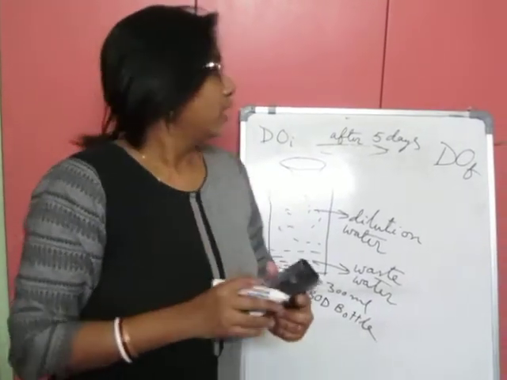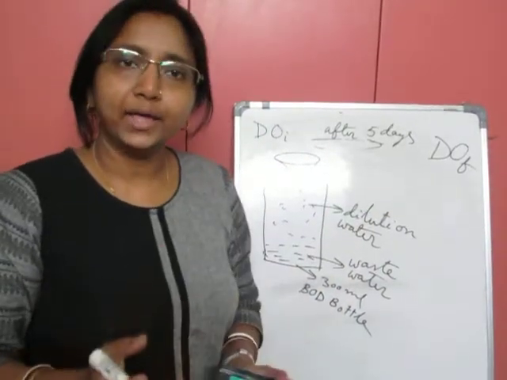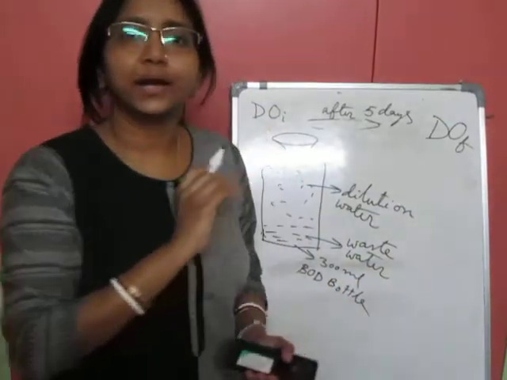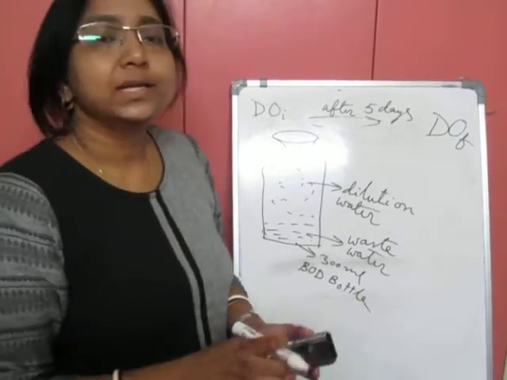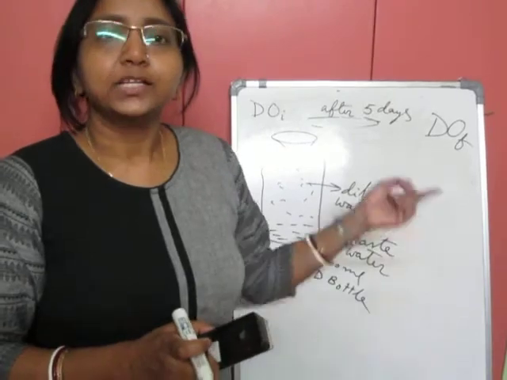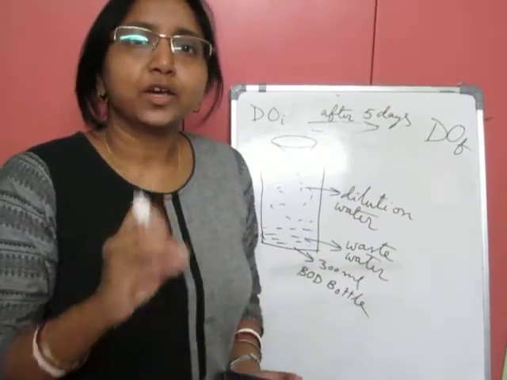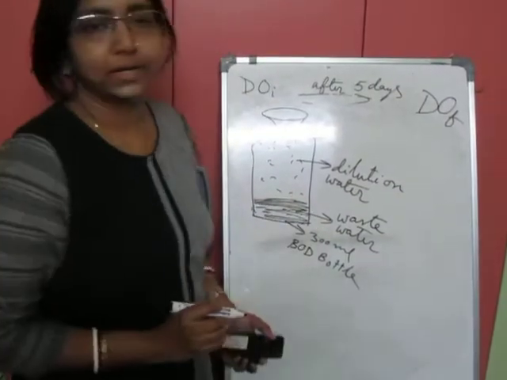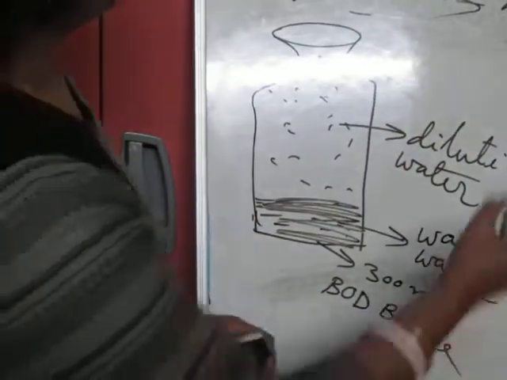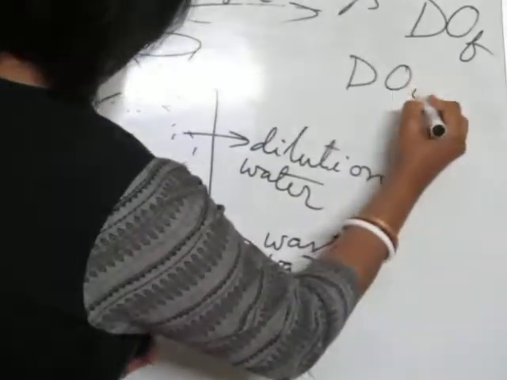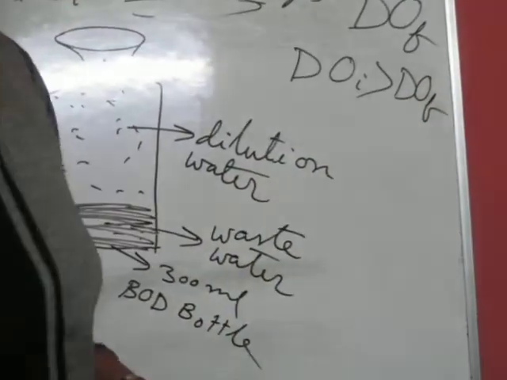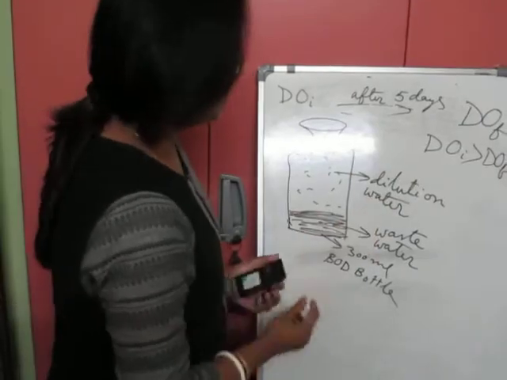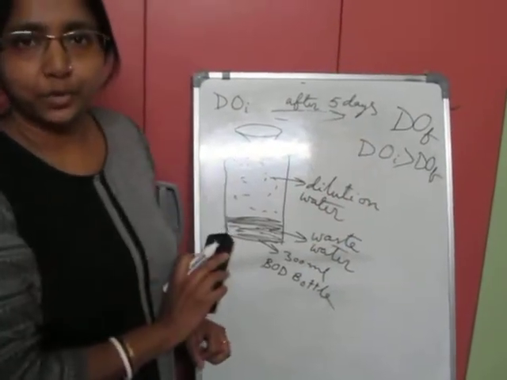Now can you tell which one is higher, DOI or DOF? Anyone? Yes, of course DOI will be greater. Why? Because the dissolved oxygen is consumed to decompose the organic matter which is present in the wastewater. So DOF is less than DOI, or I can write DOI greater than DOF. So how much oxygen is consumed? We get the oxygen consumed, that is DOI minus DOF.